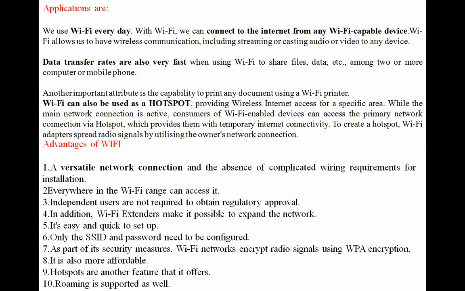As part of its security measures, Wi-Fi networks encrypt radio signals using wireless protected access. It is also more affordable. Affordable means we can use Wi-Fi anywhere. Hotspots are another feature it offers. I already explained about the hotspot present in your device itself. If you want to give access to your friend, you can turn on the hotspot on your mobile.